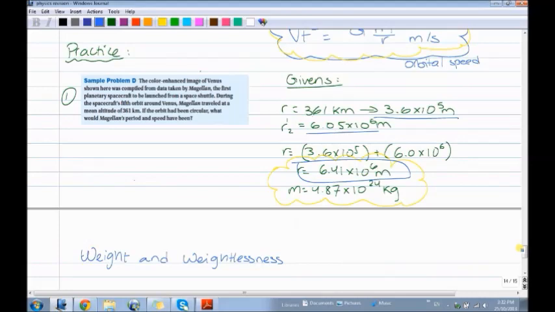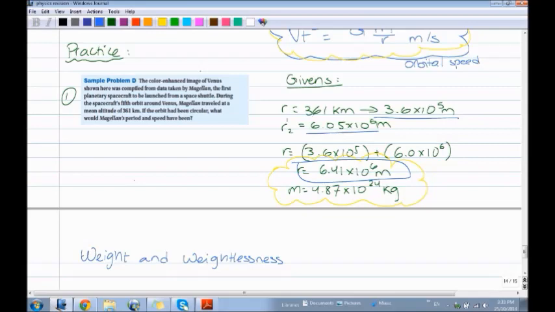Let's try to solve a practice. The color enhanced image of Venus shown here was compiled from data taken by Magellan, the first planetary spacecraft to be launched from a space shuttle. During the spacecraft's fifth orbit around Venus, Magellan traveled at a mean altitude of 361 kilometers. If the orbit had been circular, what would Magellan's period and speed have been?